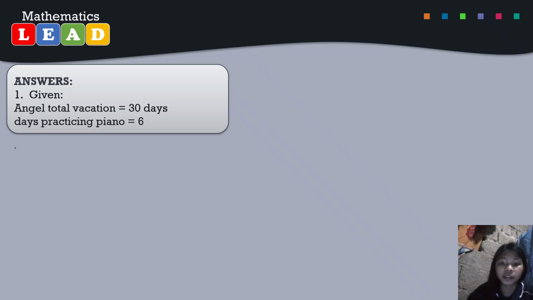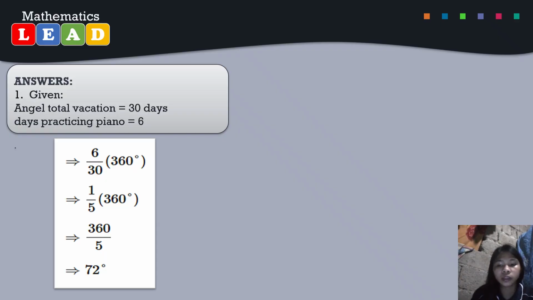Angel's total vacation is 30 days and she spent 6 days practicing piano. So we are going to divide her days practicing piano over her total vacation. Now we have 6 over 30 times 360 degrees is equal to 1 over 5 times 360 degrees. Now we have 360 over 5 is equal to 72 degrees, which is the central angle of its sector.